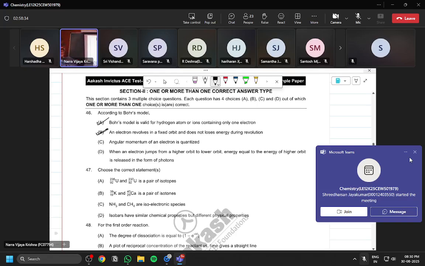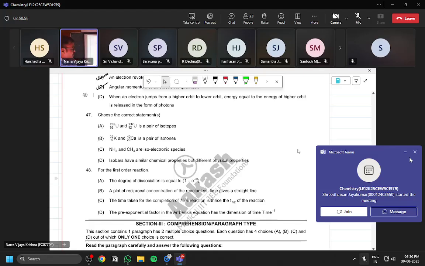Angular momentum of an electron is quantized. Yes, mvr equals nh by 2 pi. When an electron jumps from higher orbit to lower orbit, energy equal to energy of higher orbit is emitted in the form of photons. No, the difference in energy is emitted as photons, not the energy. Correct? Means this is wrong. So the answer is ABC.